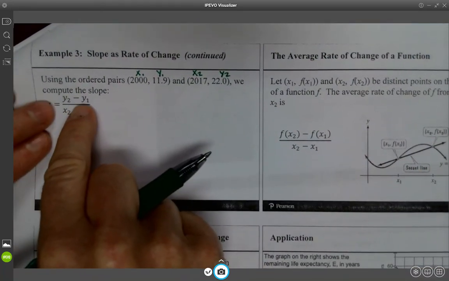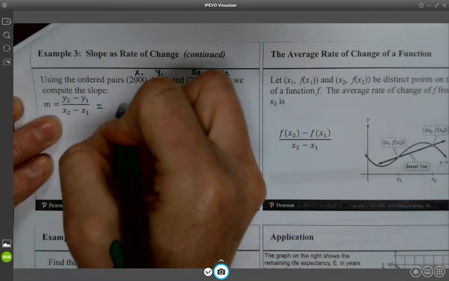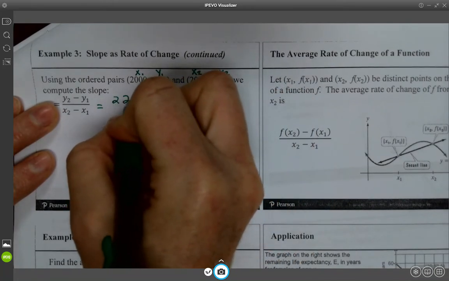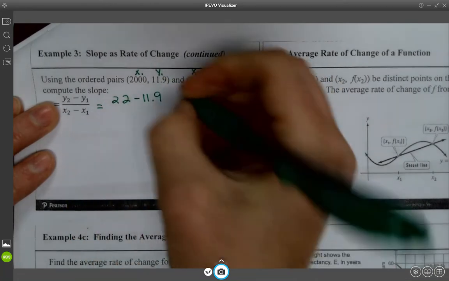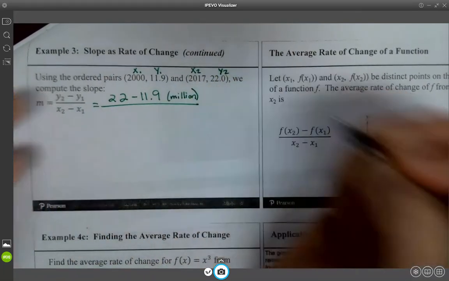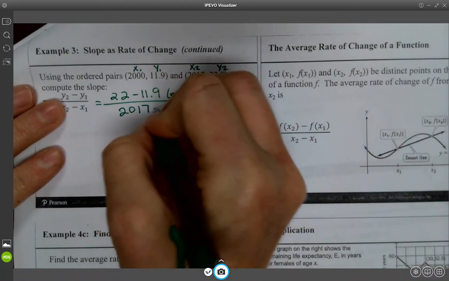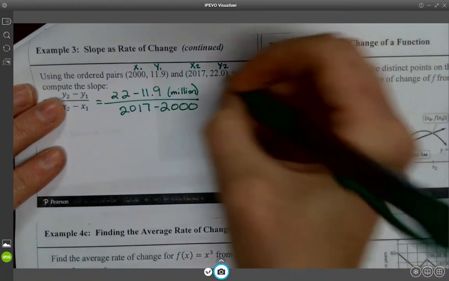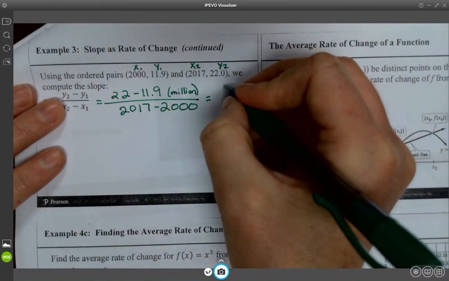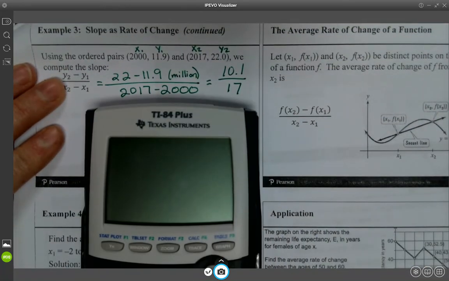So we would just plug in the change in young adults over change in years. So let's do 22 million minus 11.9. Remember, this is million people. And then this is how many years. So it'd be 2017 minus 2000. When you subtract, you get 10.1 million in 17 years. That seems like a lot. 10.1 divided... Oh, I forgot to put the decimal.